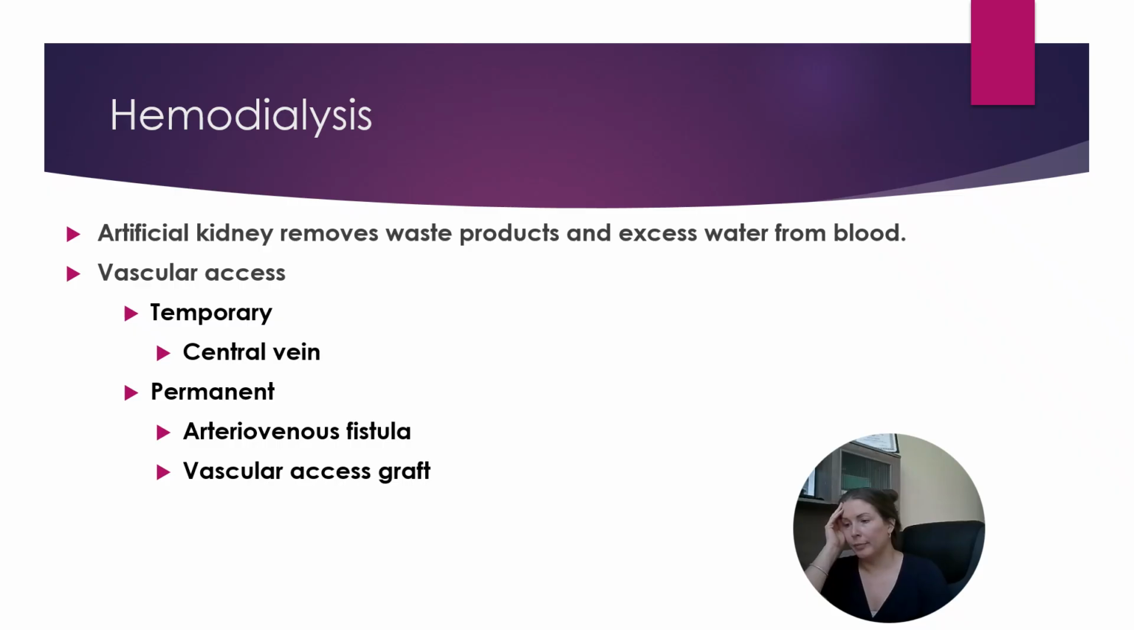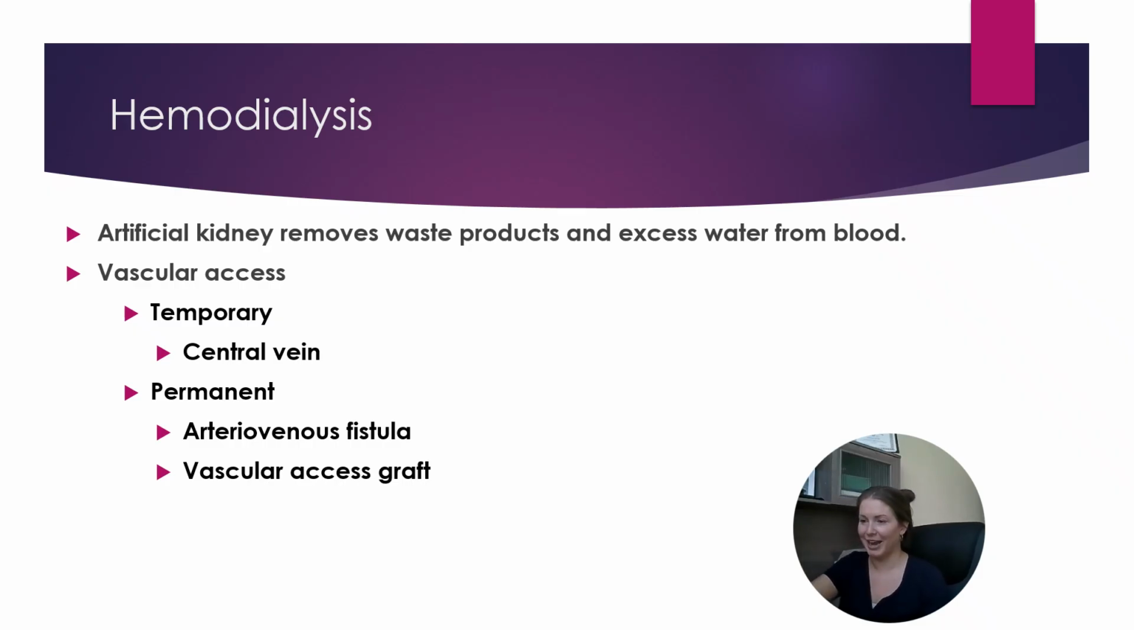What we can do for this, they'll have an access. So it can be a central venous catheter. It's inserted either into the internal jugular, the subclavian, or the femoral vein. This is going to be used for short-term or emergency dialysis. So your non-tunneled catheters that are going to sit in your chest, those are going to be just permanent. Not permanent, temporary. I'm getting there.